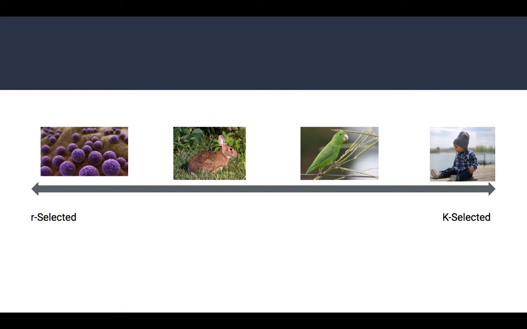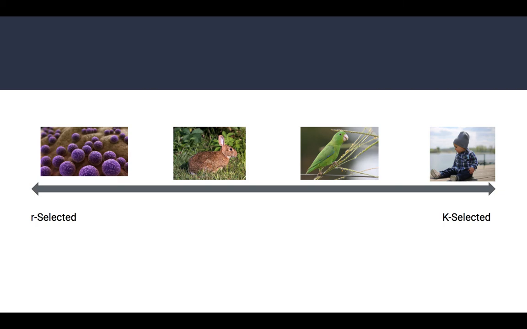Birds, right, provide some parental care, more than a rabbit, but certainly less than a human might. Most birds would leave the nest of their parent after a few months and begin to be able to be independent. But many birds do not lay more than a handful of eggs at a given time, right? So you see this continuum, and most species tend to fall somewhere in the middle.